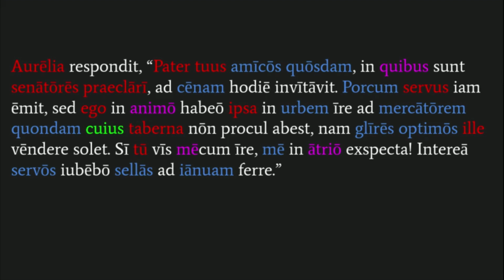Then we have "Porcum servus iam emet, sed ego in animo habeo ipsa in urbem ire ad mercatorem quendam, cuius taberna non procul abest, nam glires optimos ille vendere solet." So if we take that long sentence apart, the first part is porcum servus iam emet. So the slave, or a slave, will already buy, emet, the porcum, the pig, right? So she's saying, I've already sent off a slave to buy a pig, and you'll learn about who that slave is in a couple chapters. So she sent someone to go buy the pig. But ego, I have in mind, it's present tense, in animo habeo, I have in mind. It means I intend to do something.